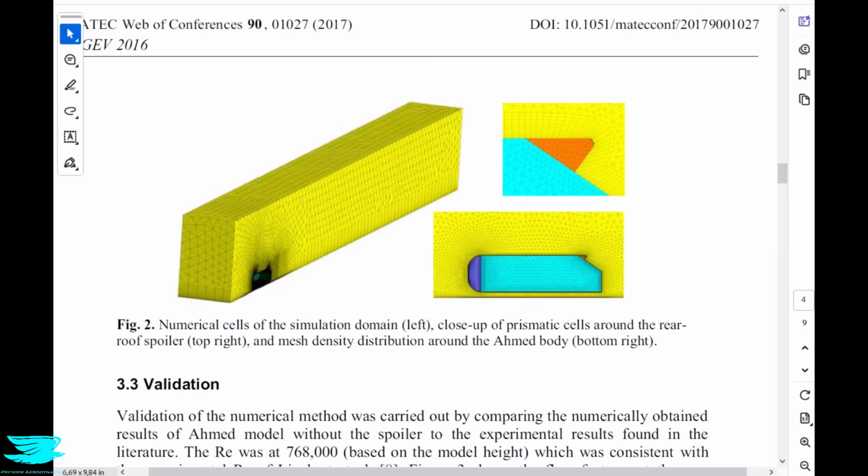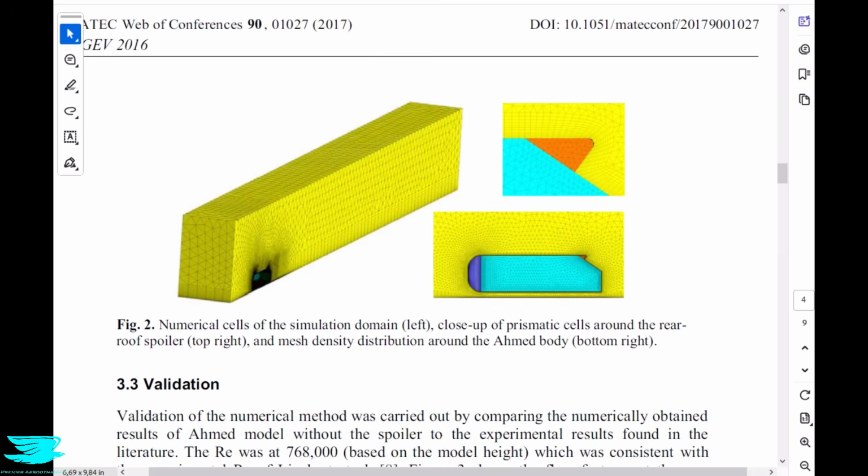Now I can't see any details about this test in their paper, and that's not good. I mean, even though it is just a conference paper, if you want to make a greater impact for your paper, even if it is just a conference, you should still add important information like that, which would then increase its validity and then people will trust them more. Anyway, the velocity was 40 meters per second, which gave a Reynolds number of 768,000 based on the model height.